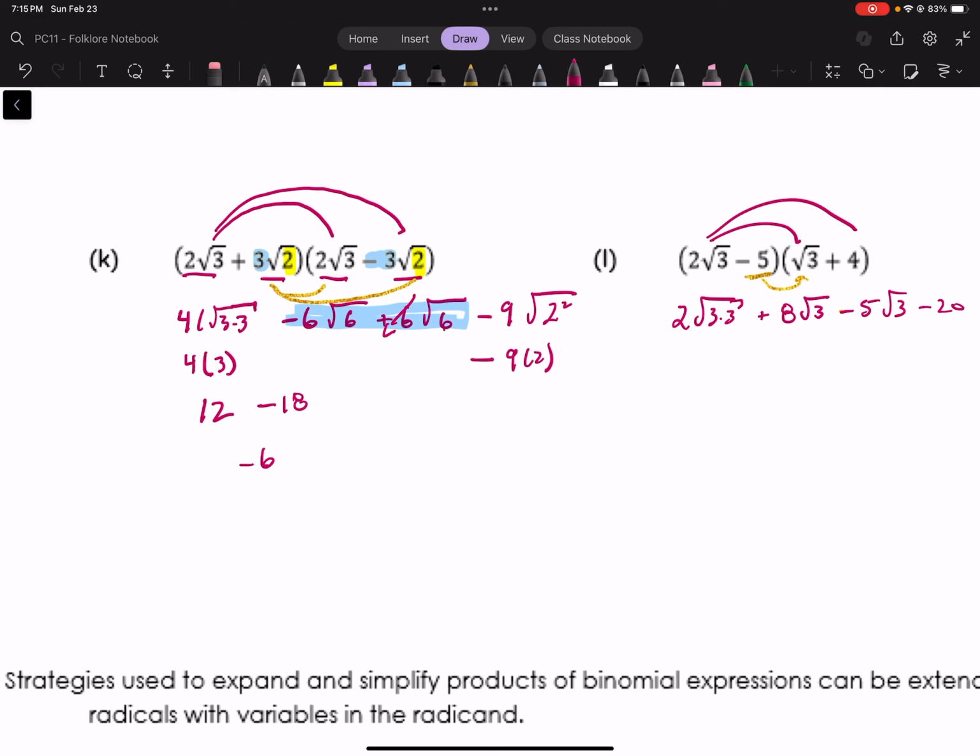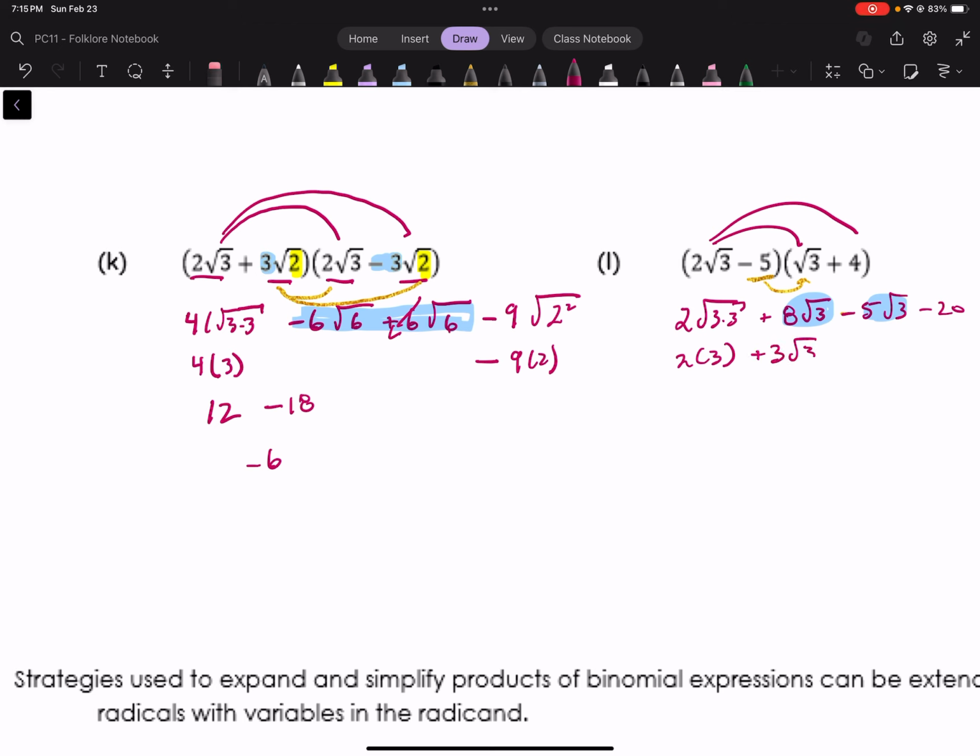So I'm going to simplify this. This is 2 times 3. And what I recognize is that we have like terms right in the middle. So 8 root 3 minus 5 root 3 is just going to be positive 3 root 3. And my last term is minus 20. So I'm going to take one more line. 2 times 3 is 6, plus 3 root 3 minus 20. I'm going to combine 6 and negative 20, which creates a term of negative 14. My radical is 3 root 3.